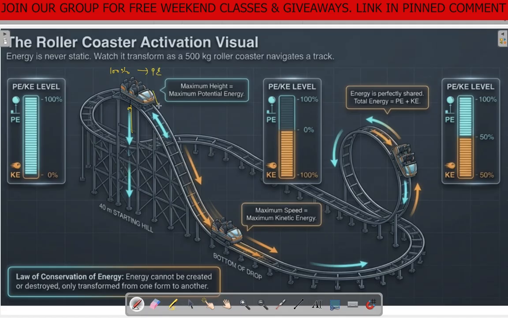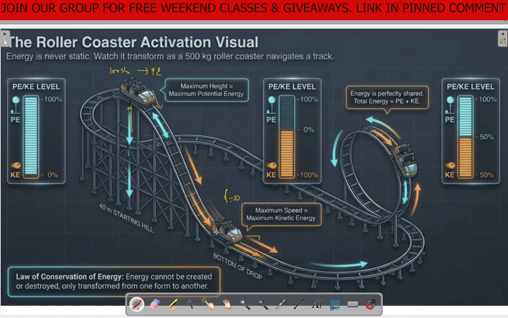Now, if you just give it a small push, some of the potential energy will be converted to kinetic energy, and it will keep on getting converted to kinetic energy. At this point, when it reaches height equal to 0, it is said to have 0 potential energy.